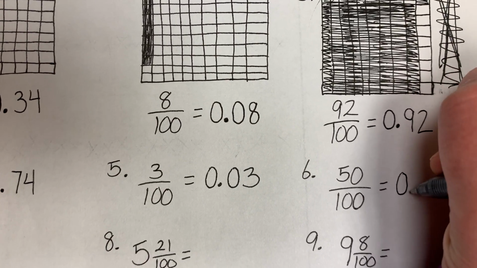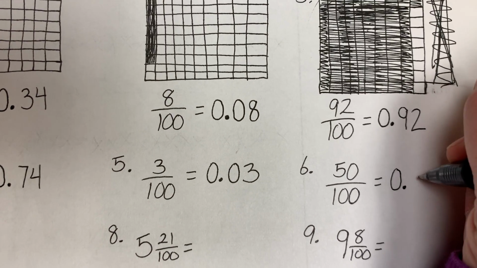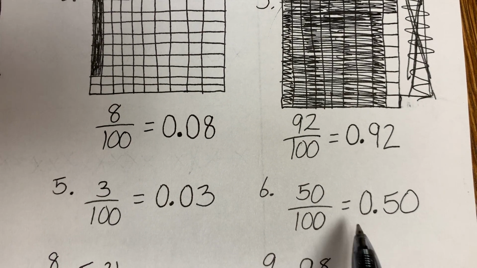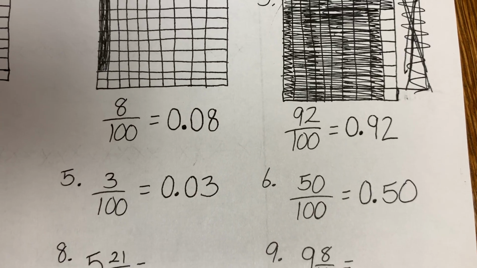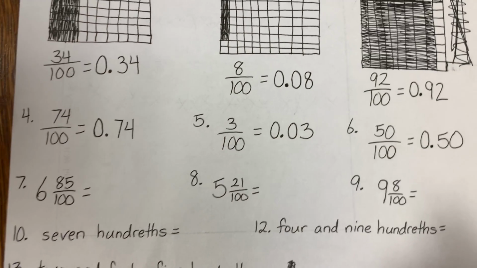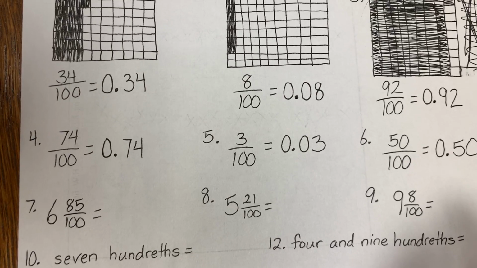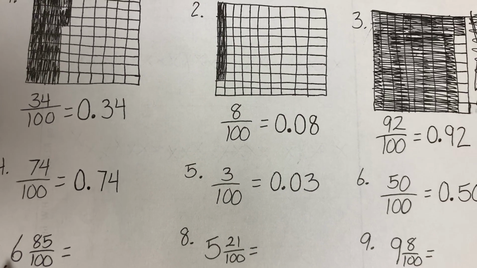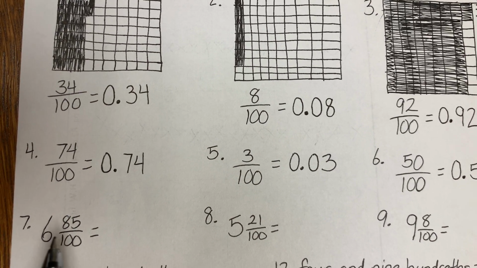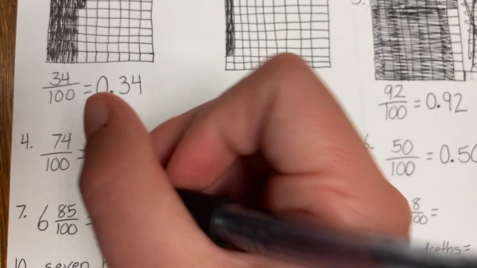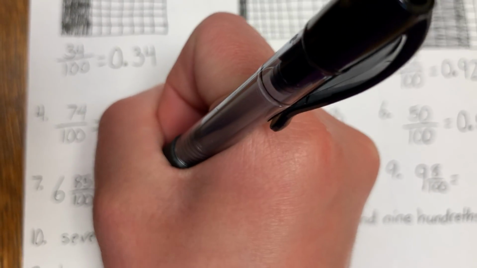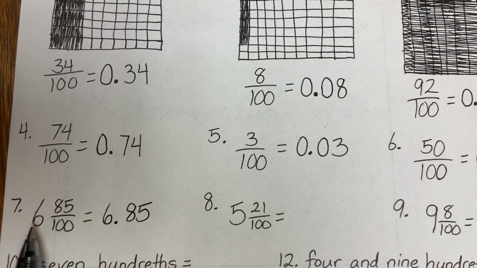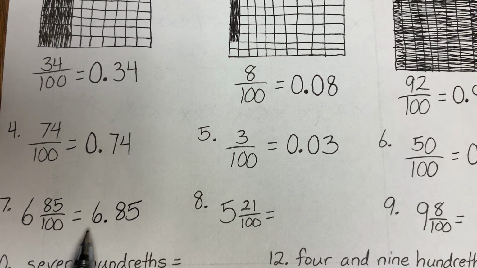Number 6, 50/100ths would look like this. There are 0 whole numbers, decimal point, 5, 0. Okay, so 50/100ths is equal to 0.50. All right. Number 7, now we're going to start adding in some whole numbers to the decimals as well. So it says we have 6 whole pieces and 85/100ths of another. So that would look like this, 6.85. Okay, so 6 and 85/100ths is equal to 6.85.